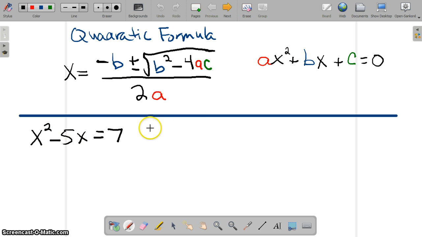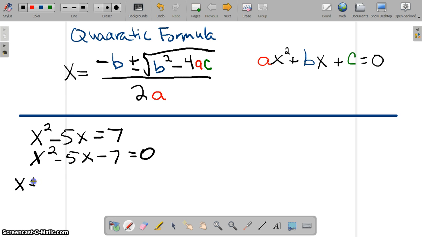In this situation, my a is 1, my b is negative 5, and my c is negative 7. You always have to set this equal to 0 first. Make sure this is set equal to 0 before you start. It needs to be in the form ax squared plus bx plus c equals 0 before you can use the formula. Once you've done that, then you can start plugging things in.